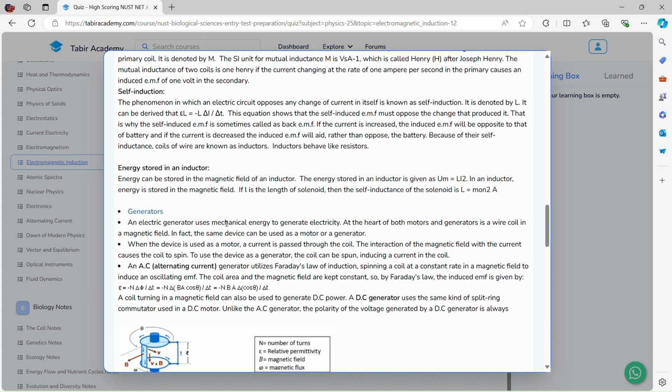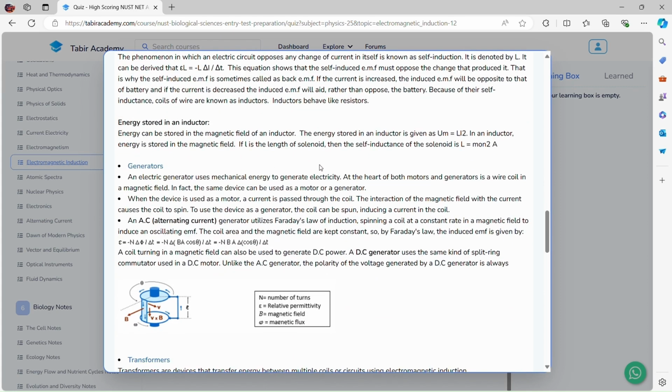Generators. An electric generator uses mechanical energy to generate electricity. The heart of both motors and generators is a wire coil in a magnetic field. In fact, the same device can be used as a motor or a generator. When the device is used as a motor, current is passed through the coil. The interaction of the magnetic field with the current causes the coil to spin. To use the device as a generator, the coil can be spun, inducing a current in the coil.